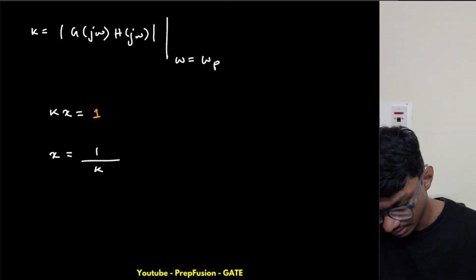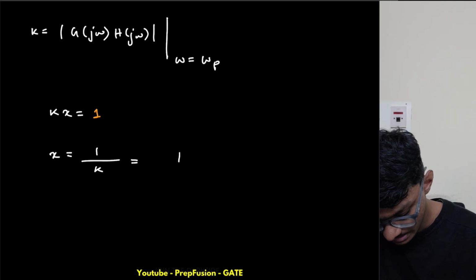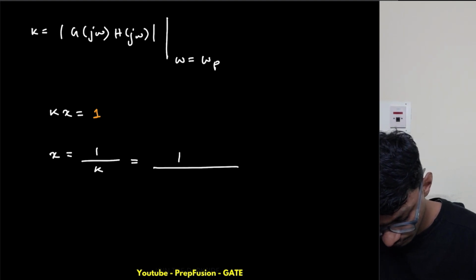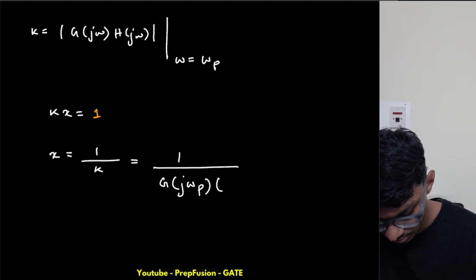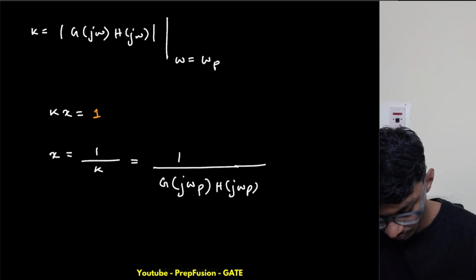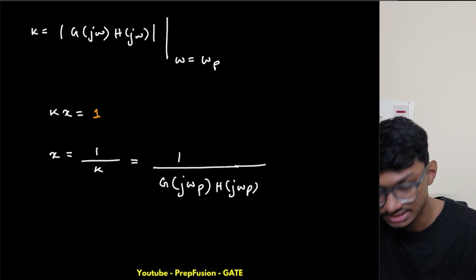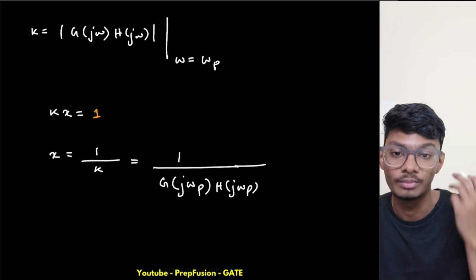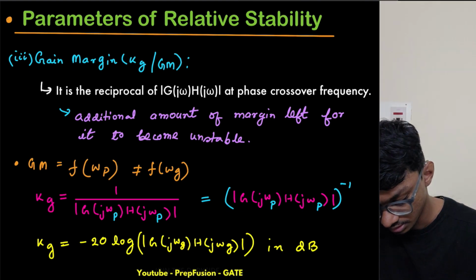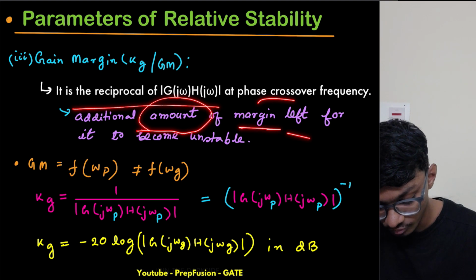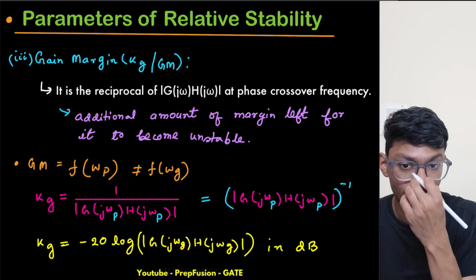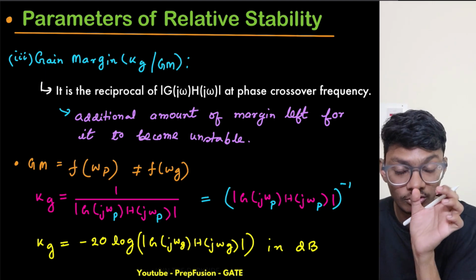So now if I replace my k, it is the magnitude of G(j omega p) into H(j omega p). So this is my k, and this is my x. What is x? X is basically the gain margin, the amount of gain that I need to multiply to get it to the -1 point. That is the reciprocal, the additional amount of margin left for it to become unstable. Basically, it is the amount of margin; if I multiply, it will become unstable. So that is the amount of extra margin that is left.